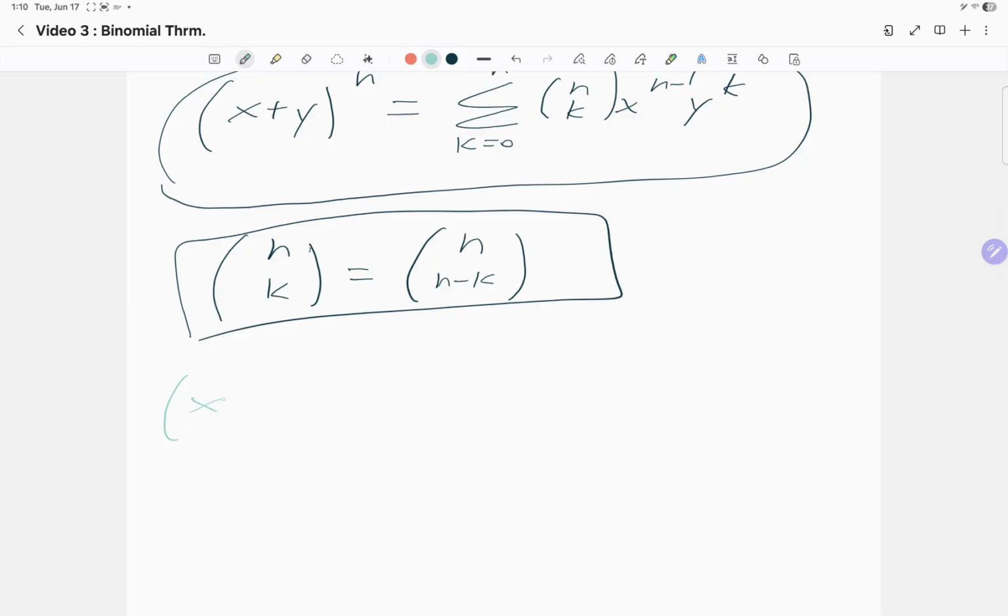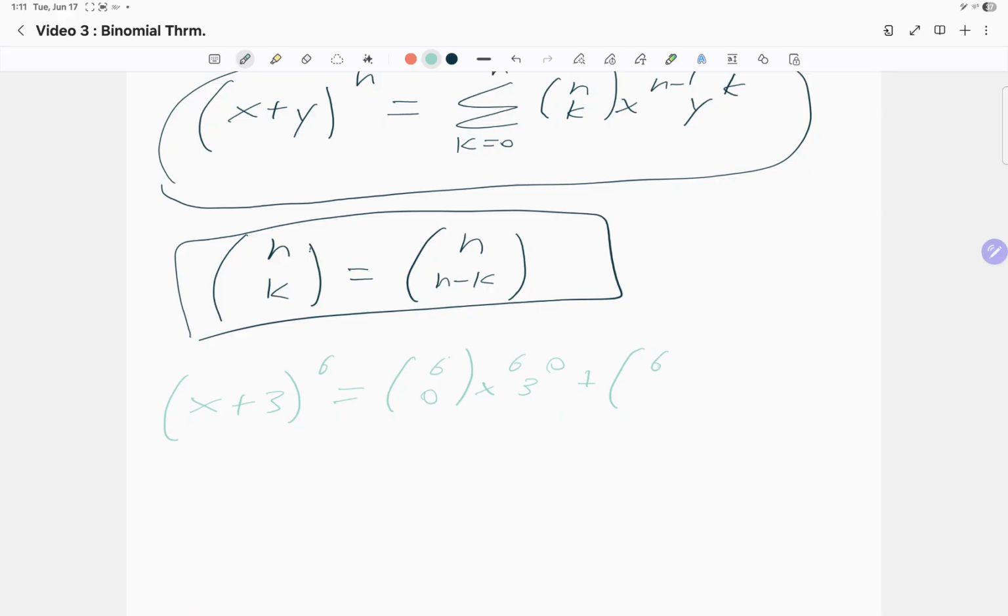Use a different color because we're starting the question now. (x + 3)^6 is going to equal, and we're starting here with 6 choose 0, x to the power of 6, 3 to the power of 0. That is our first term.